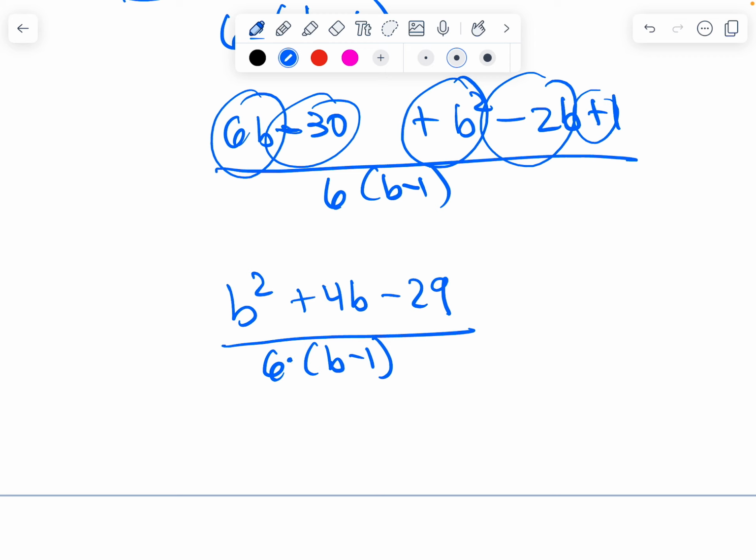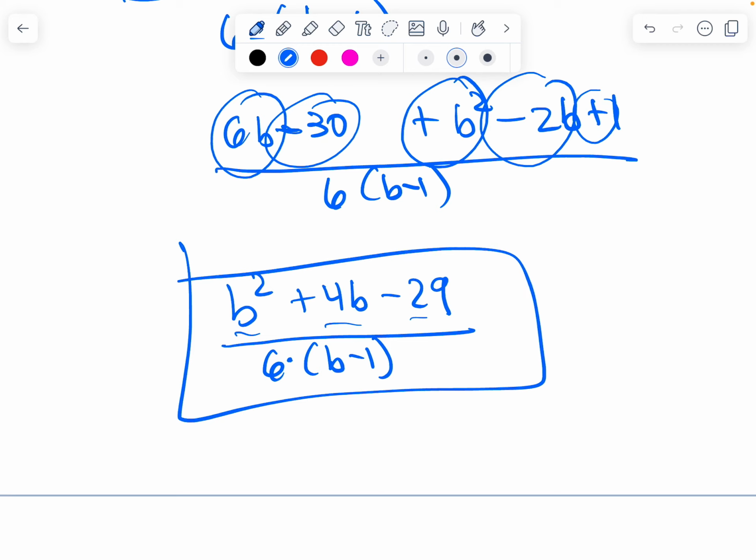Now I'm looking at the top one more time just to see if there's a common factor between the top and the bottom. These are not all divisible by 6, and I'm pretty sure they're not going to be divisible by b minus 1. I don't think this quadratic is going to factor, so this is going to end up being our final answer.